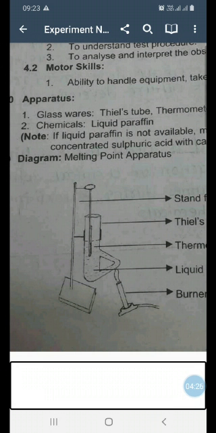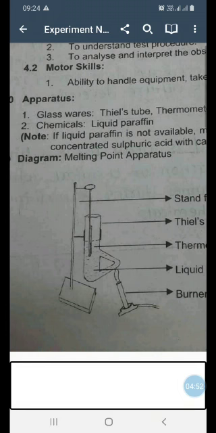Inside this Thiel's tube, we normally fill liquid paraffin as a heating medium. If liquid paraffin is not available in the laboratory, then concentrated sulfuric acid can be used, but utmost care has to be taken in that case.